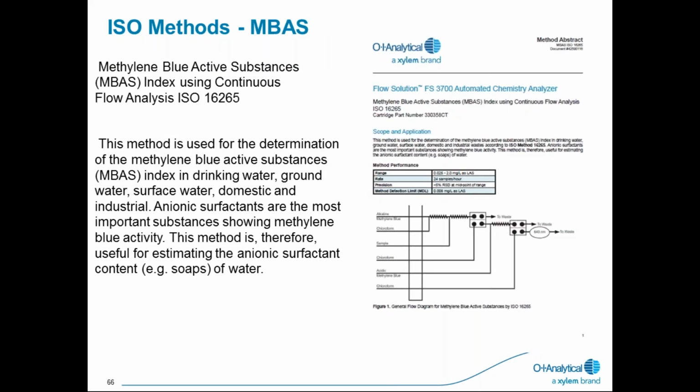We have MBAS, the methylene blue active substances, using ISO 16265. This is used for determination of methylene blue active substances index in drinking water, groundwater, surface water, domestic and industrial. Ionic surfactants are the most important substances showing methylene blue activity. This method is therefore useful for estimating the ionic surfactant content in soaps.